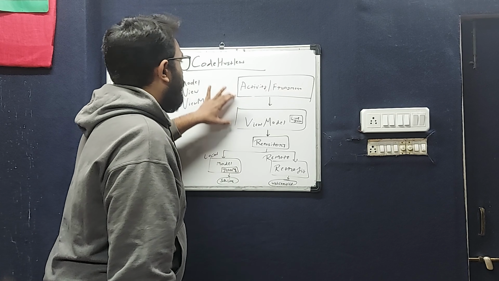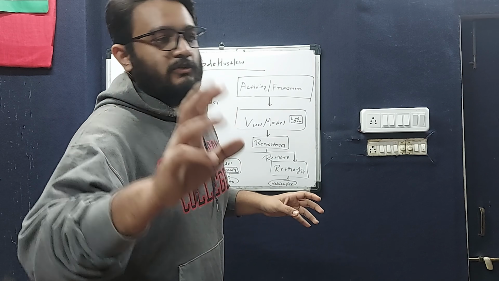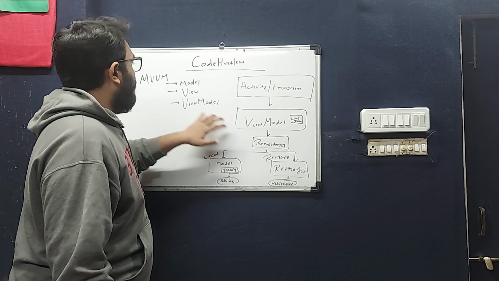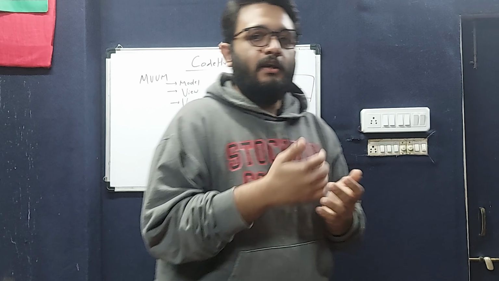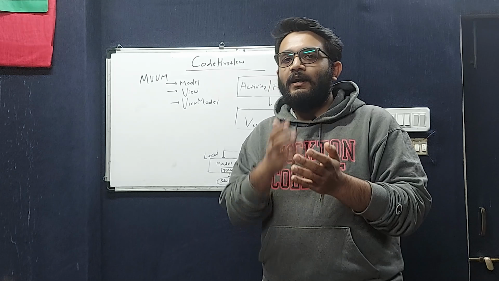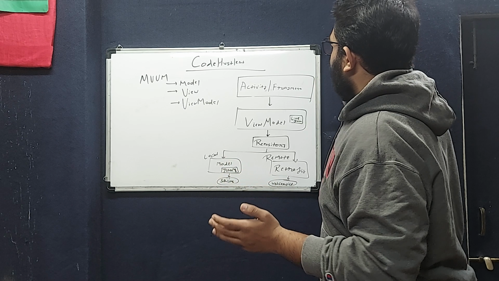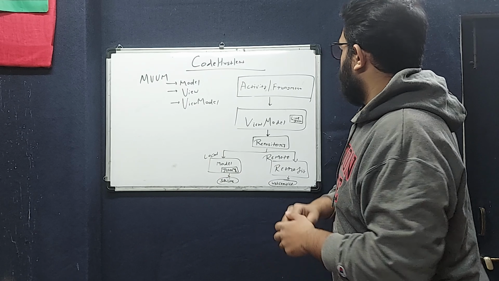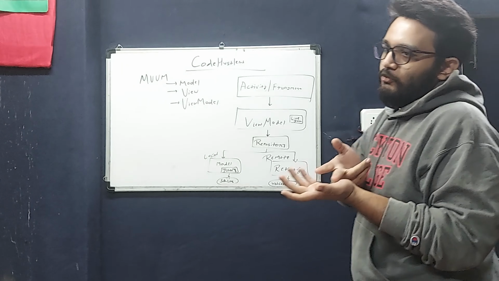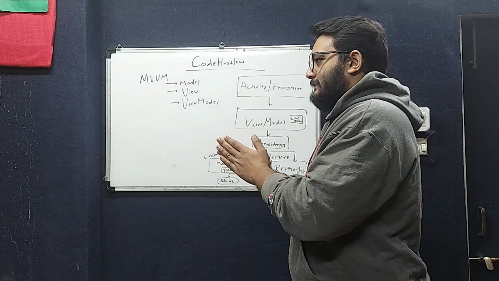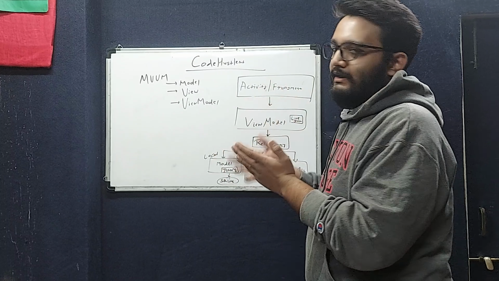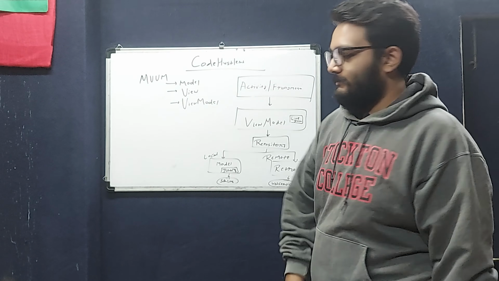Then here come the view model and the activity or fragment. The model is the repository, and the view is the activity or fragment. Whatever a user is able to see on the screen is a part of this view. So view is nothing but activity or fragment, and there will be a view model. There are two kinds of view models: you create a ViewModel class, and there is a ViewModel component that Google has released in its architecture components.